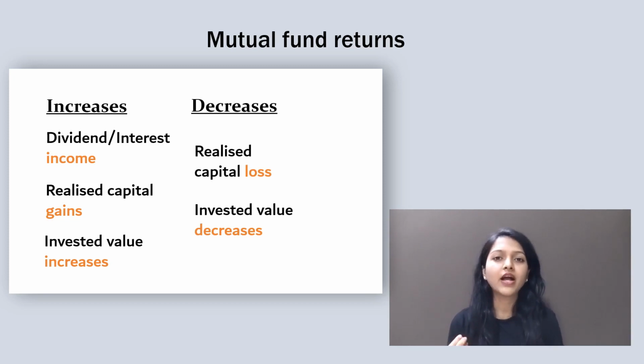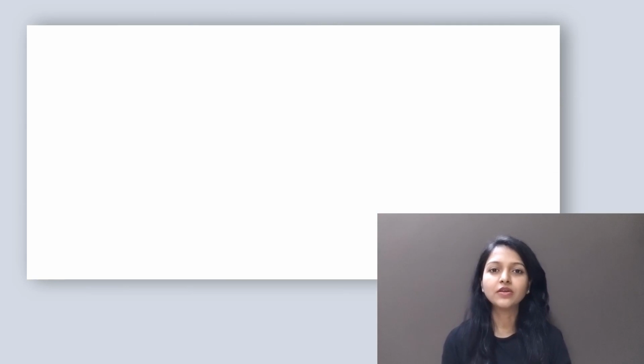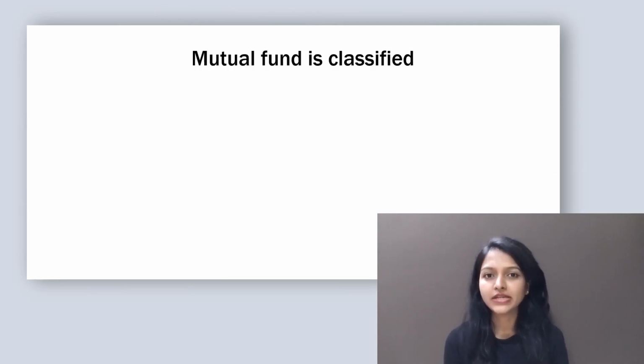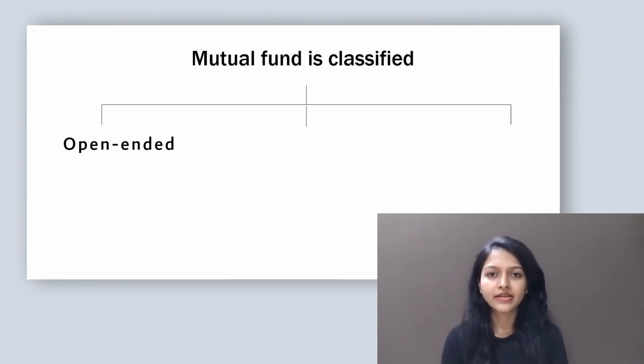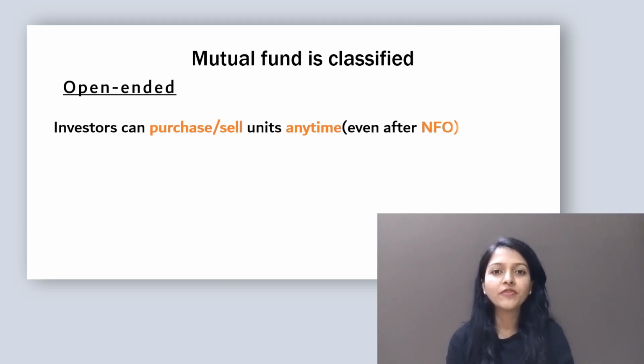Next is understanding how the mutual fund schemes are classified by structure. Based on the structure, mutual fund schemes are categorized into three types. First is open-ended, second is closed-ended, and the third is interval funds. Starting first with the open-ended funds. As the name suggests, these types of funds are open for the investors to purchase or sell their units anytime, even if the NFO closes.